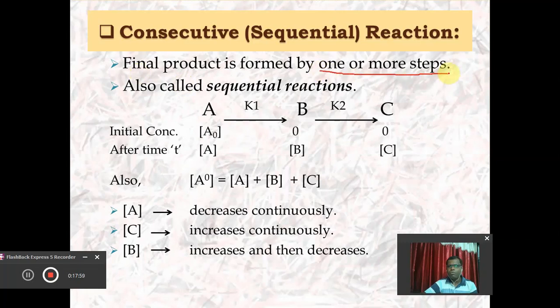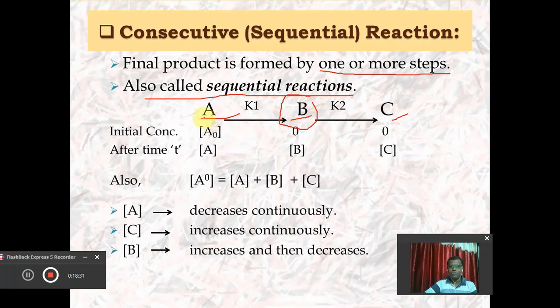By one or more than one steps. So it consists of more than one step, and that's why these reactions are also called sequential reactions. Initially a reactant gets converted into an intermediate, and later on this intermediate gives the formation of the product. So here A is the reactant, B is the intermediate, and C is the final product. For the conversion of reactant into product, we have some intermediate, and this total conversion involves more than one step.